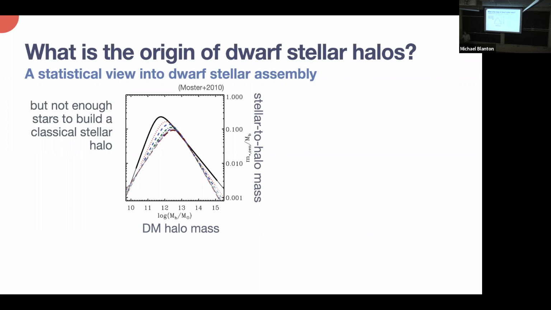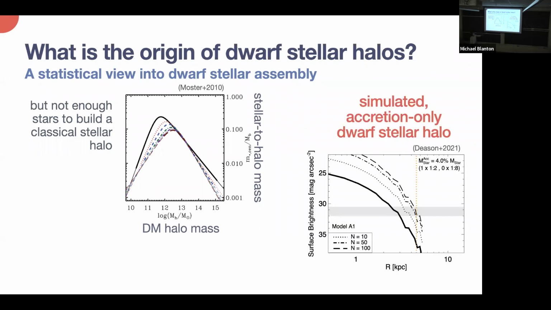And indeed, if we look at a more detailed simulation of an accretion-only stellar halo, so this is surface brightness versus radius, we can see that even at a few kiloparsecs, the surface brightness of the accreted-only stellar halo, so kind of minor merger-driven stellar halo, is very dim. So 30 to 32 magnitudes per square arcsecond, which is already something like 4 magnitudes per square arcsecond deeper or fainter than what we can observe with HSC.